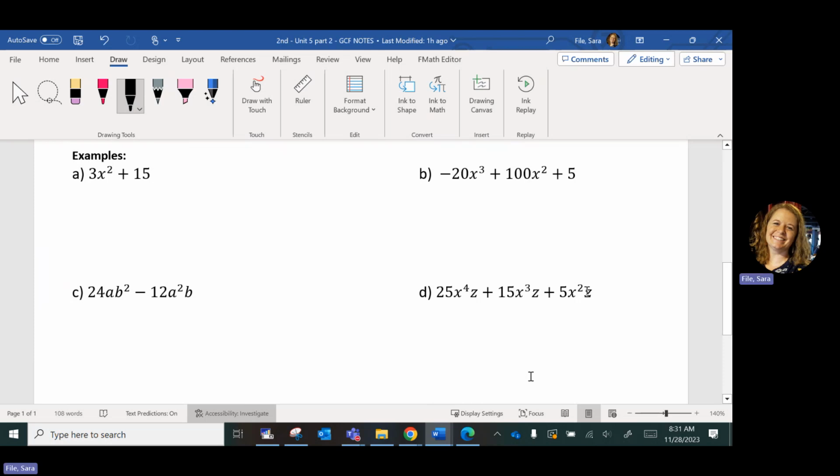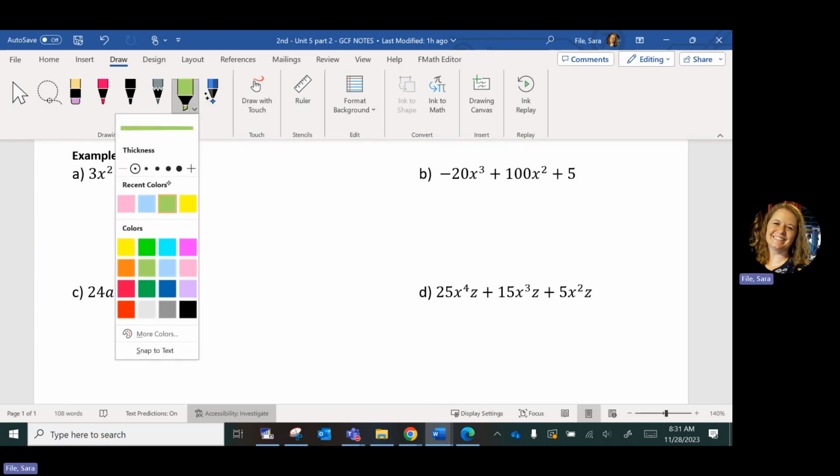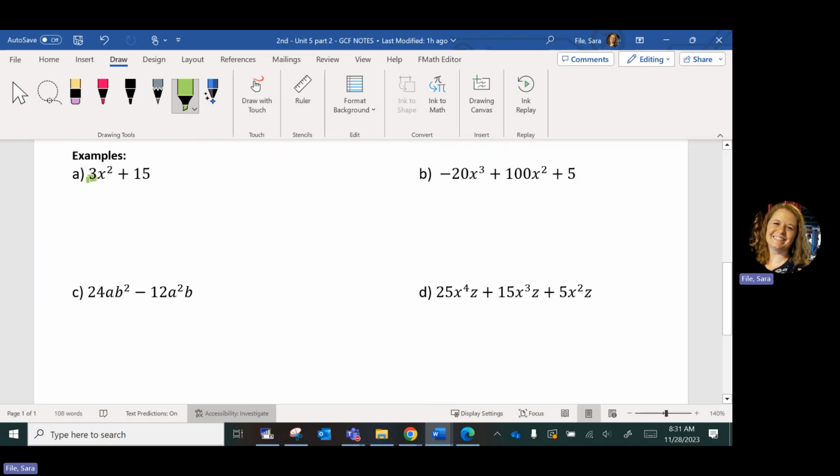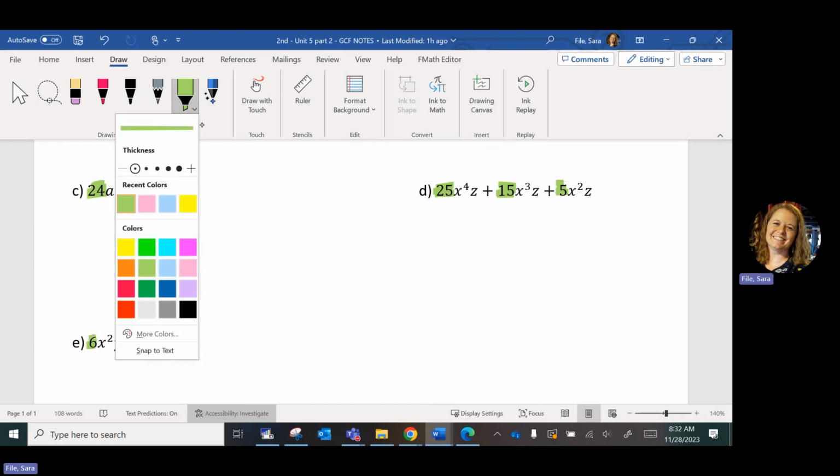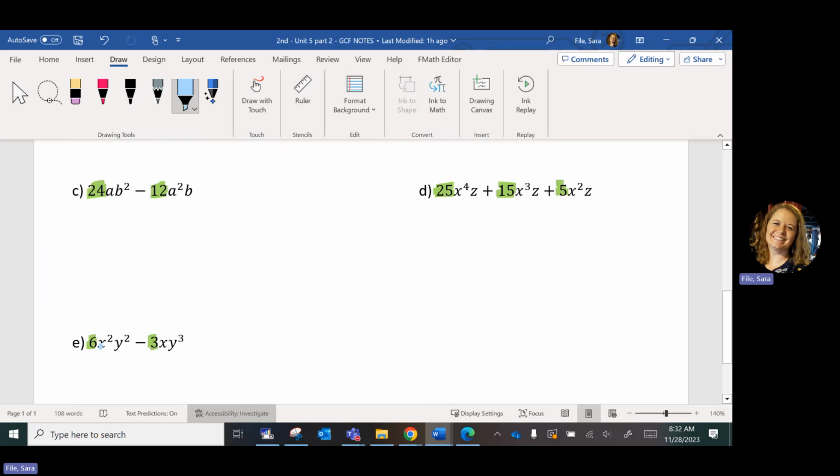So here, if you need to, you can. You know what? Before we jump into this, I'm going to do all my highlighting. If you're using highlighters or colored pens or pencils or something, you can go ahead and do that. I'm going to go ahead and get all my numbers, all my coefficients highlighted in green. I'm going to do all my x's, or all my first variables in blue.